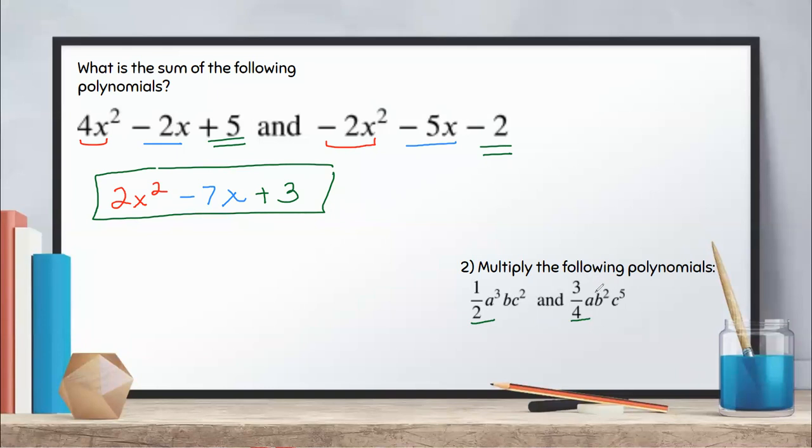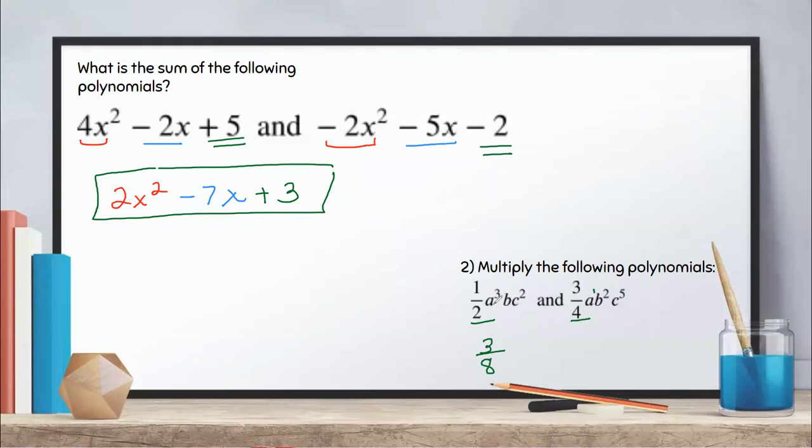So this a, we can't see the exponent here. So we know when you don't see the exponent, it's just automatically 1. So we multiply the fractions like normal. This is something that you could use your calculator for, or if you know the rule for multiplying fractions, you can just multiply straight across. So 1 times 3 is 3, and 2 times 4 is 8. So 1/2 times 3/4 is 3/8.